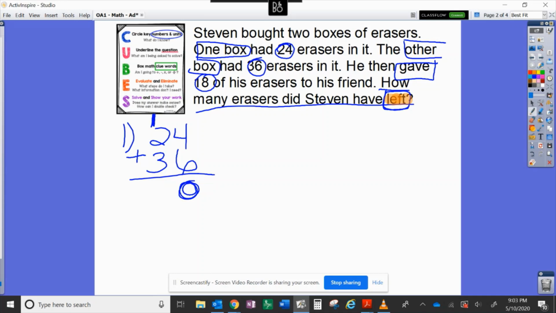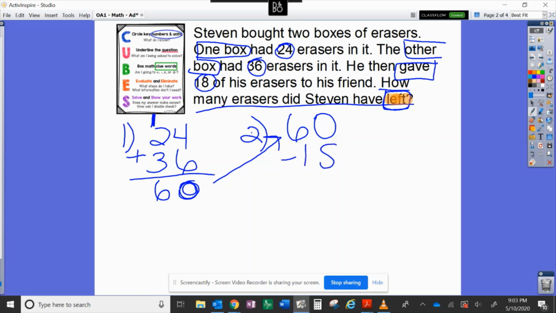Well, 110 plus two tens, that's 30. And then another three tens is 60. So I know that Stephen actually in those two boxes had 60 erasers. But I want to know how many he had left after he gave some to his friend. So my second step is going to be to take that 60 that I just found, literally just move it up here to another problem and take away the 18 that he gave.